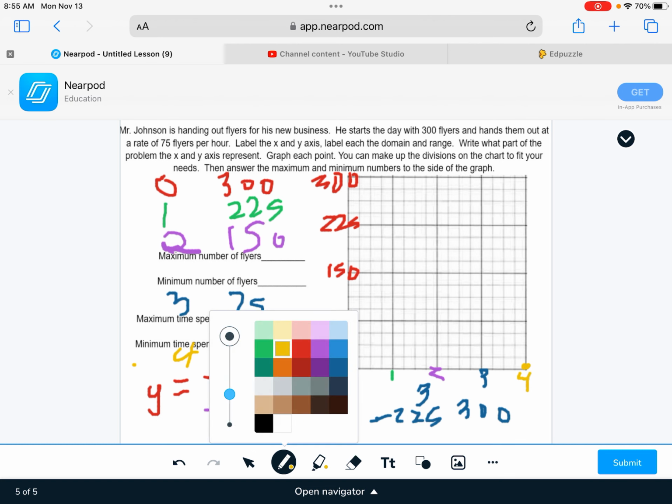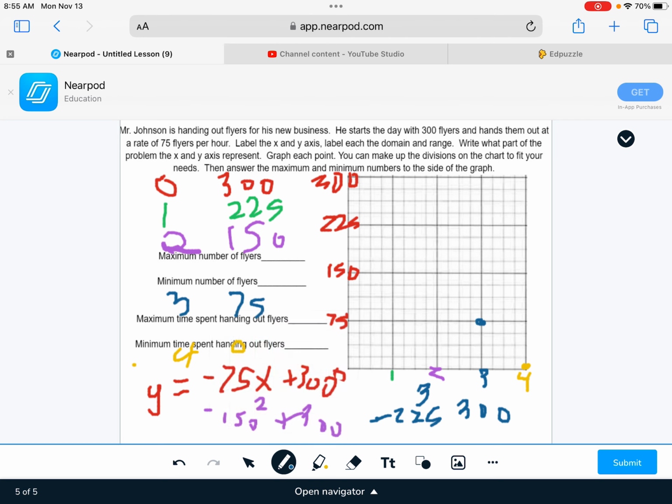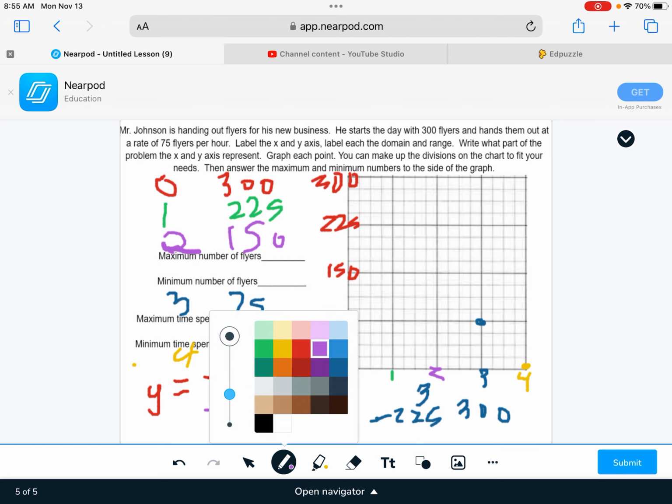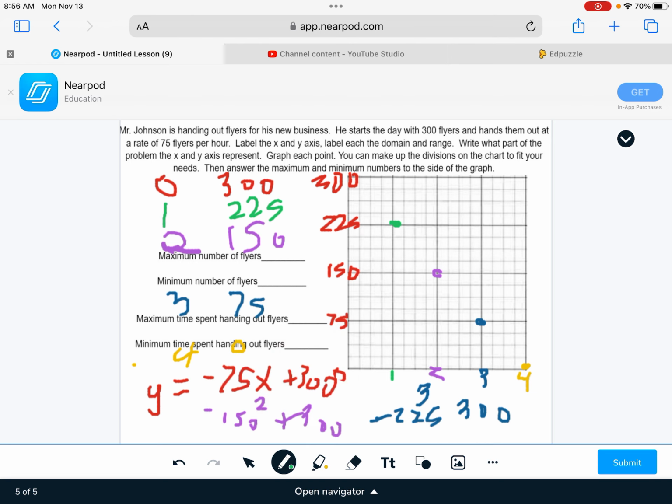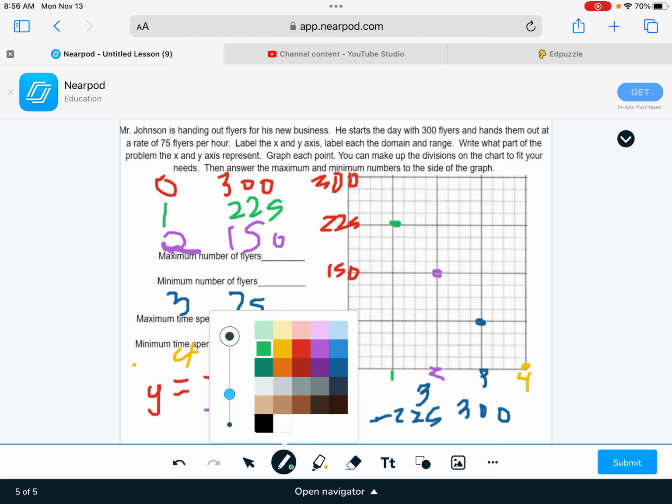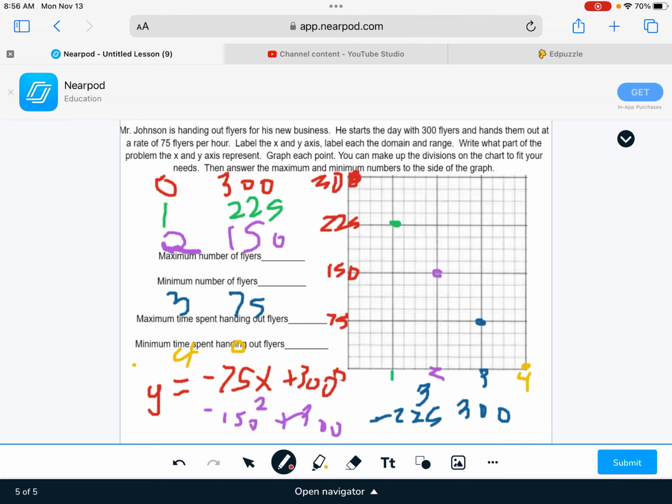0 flyers at 4. I have 75 at 3 hours. I have 150 at 2 hours. I have the 225 left with 1 hour that he's been handing them out. And again, I started at 0 hours with 300 of these.